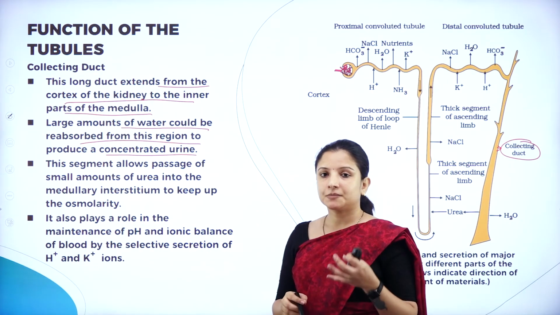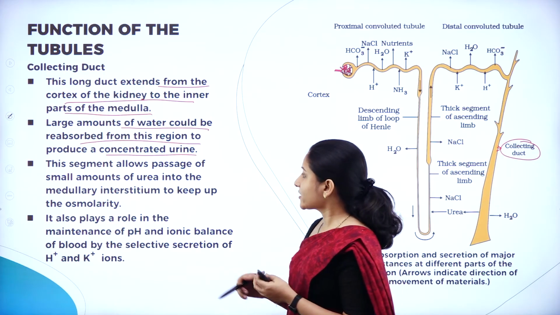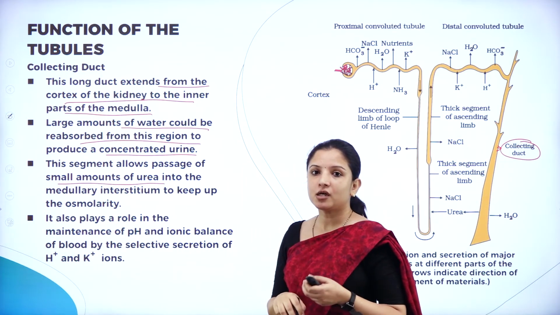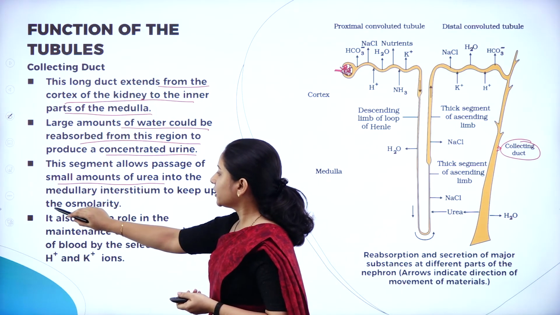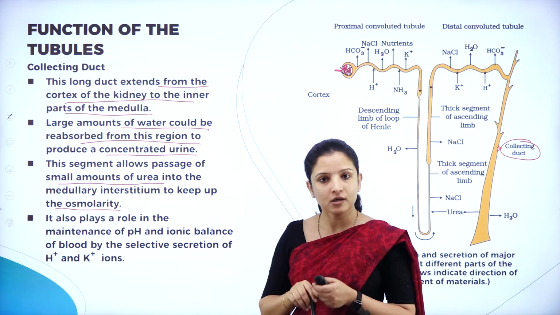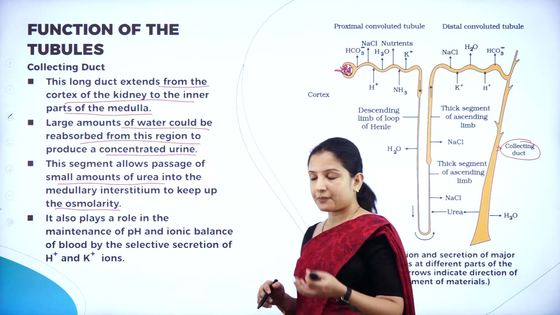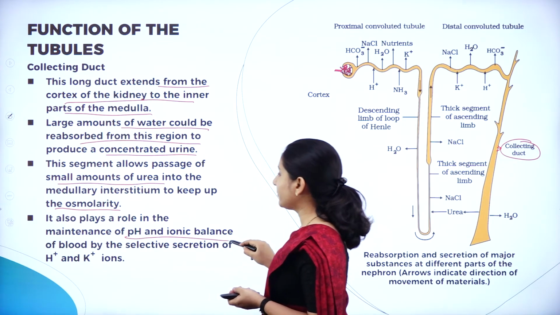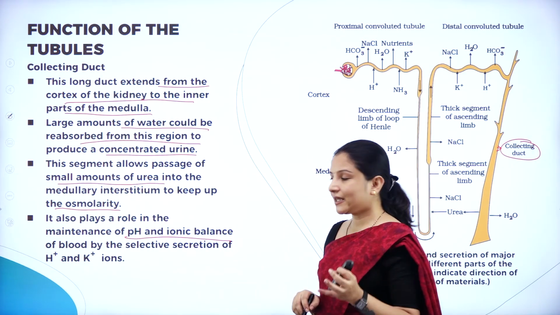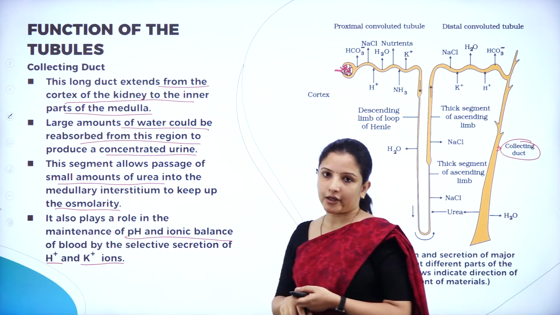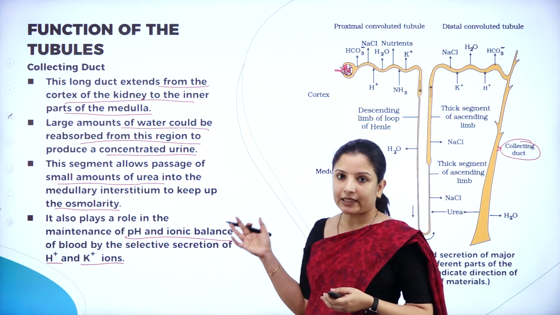And this particular collecting duct allows the passage of small amounts of urea into the medullary interstitium in order to maintain the osmolarity. And it also plays a very important role in maintaining the pH and ionic balance of the blood by selectively secreting hydrogen ions and potassium ions. So that is the function of the collecting duct.